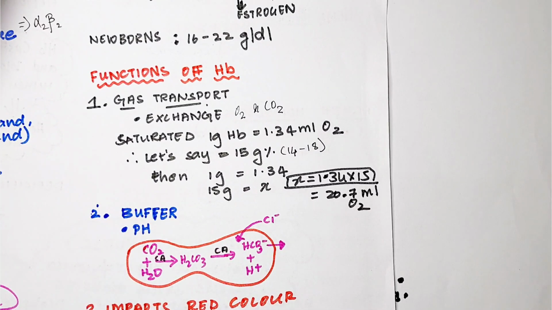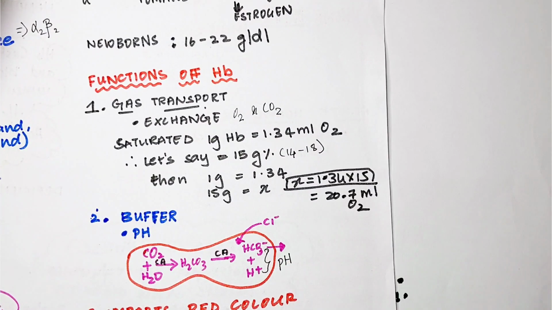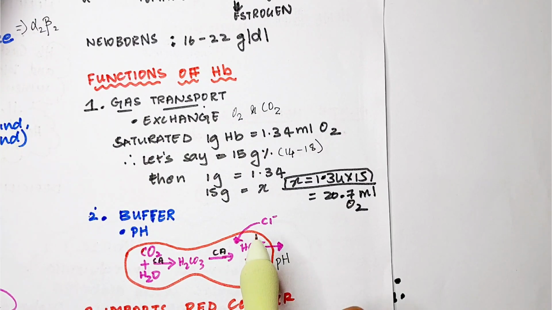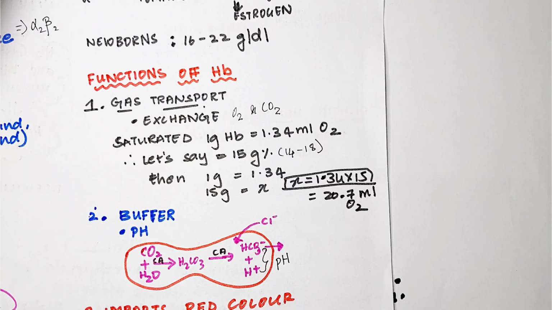Next is the buffering function of hemoglobin. This buffering function helps maintain the pH. This is like the Hamburger phenomenon or the chloride shift that you see, where carbon dioxide and water, in the presence of carbonic anhydrase, get converted into carbonic acid, which again finally converts into bicarbonate and H plus. Now these two are responsible for the pH maintenance. What is this arrow out and what is this arrow in? Every bicarbonate ion that goes outside causes an influx of chloride ion, hence the name chloride shift.